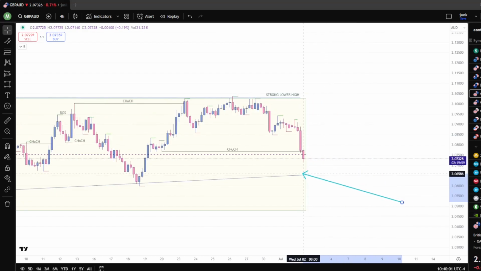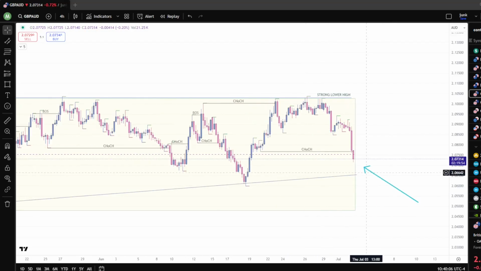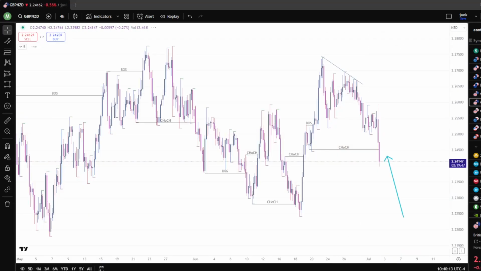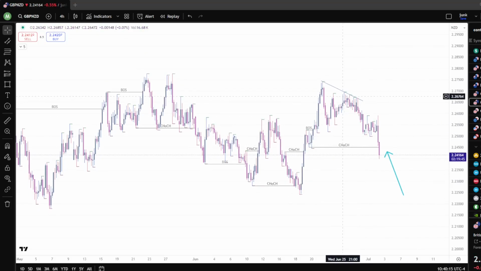But like I said, be careful around this area. It could possibly continue down depending on how that news plays out. But overall, targeting the lows of the overall range once it gets past this area, this trend line area. GBP NZD, so map out the current range.